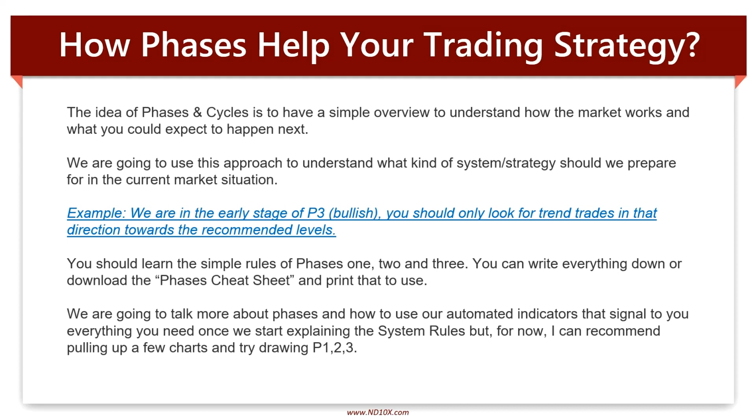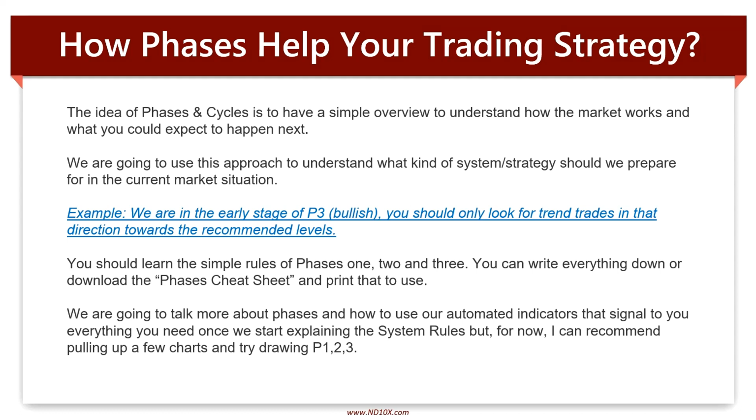So what that really means is that if we are in the bullish phase 3, that's early stage of the phase 3, we want to only look for the long plays towards our levels like 100%, 127.2, and 1618. Or for example, if we are in the late stage of phase 3 of the bearish move, like 200% or 261.8% of the phase 1, you should only look for reversal trades.